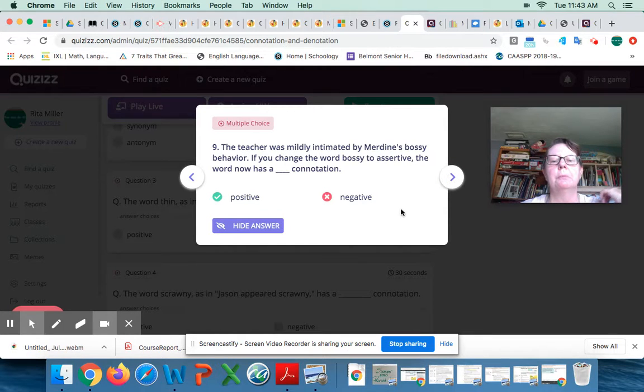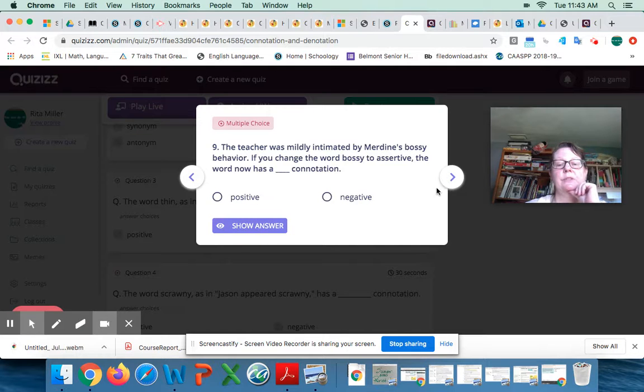The teacher was mildly intimidated by Merdine's bossy behavior. If you change the word bossy to assertive, the word now has a positive connotation. Positive. Bossy doesn't sound very nice. You don't want to be bossy, but if you're assertive, you're just doing what you need to do, and that's a good thing. Being assertive is positive.